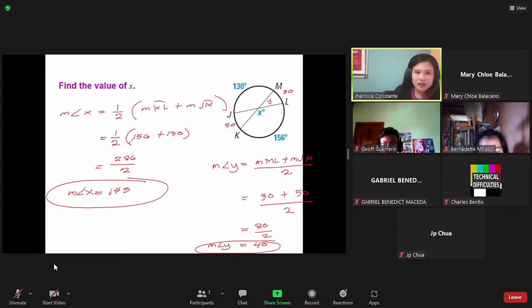Okay, any question on this second theorem that we have in the circle?